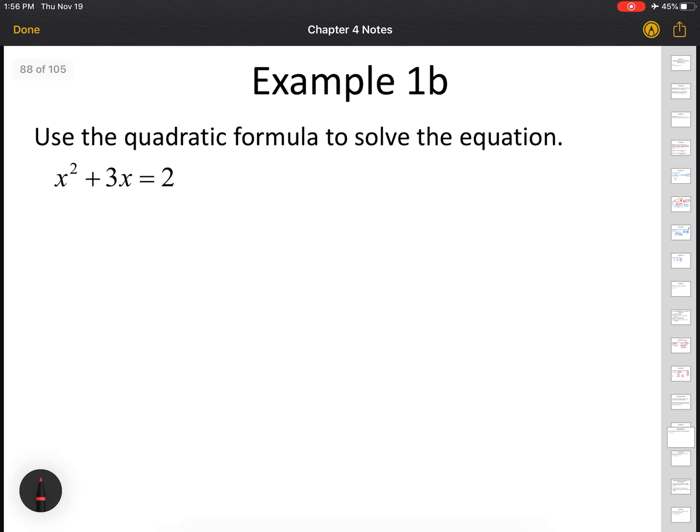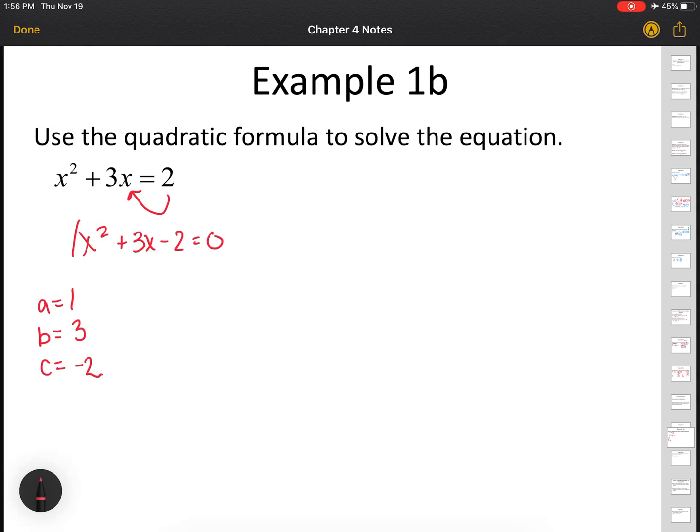Okay, I don't have anything set equal to 0 yet, so what I'm going to do is move that 2 over here by subtracting it. So I'm going to rewrite it as x squared plus 3x minus 2 equals 0, and then I'm going to pick out a, b, and c, because my a is 1, coming from here, b is 3, and c is negative 2, and I can go ahead and plug that all in.